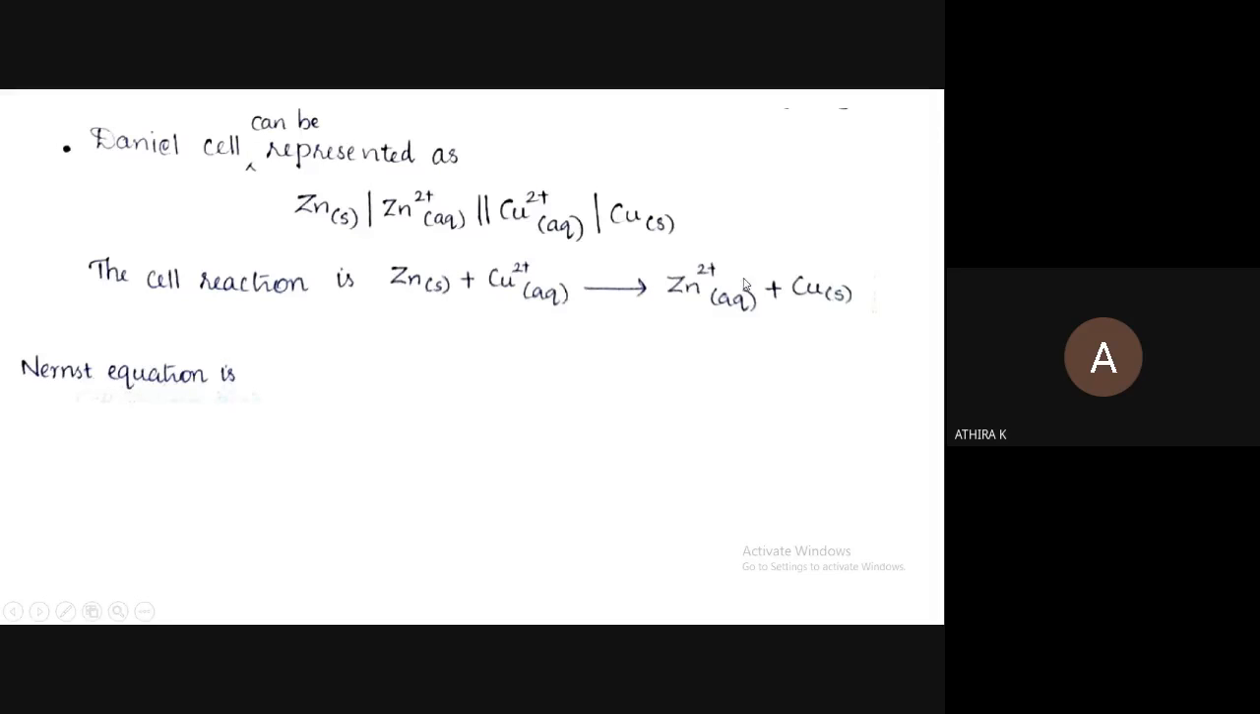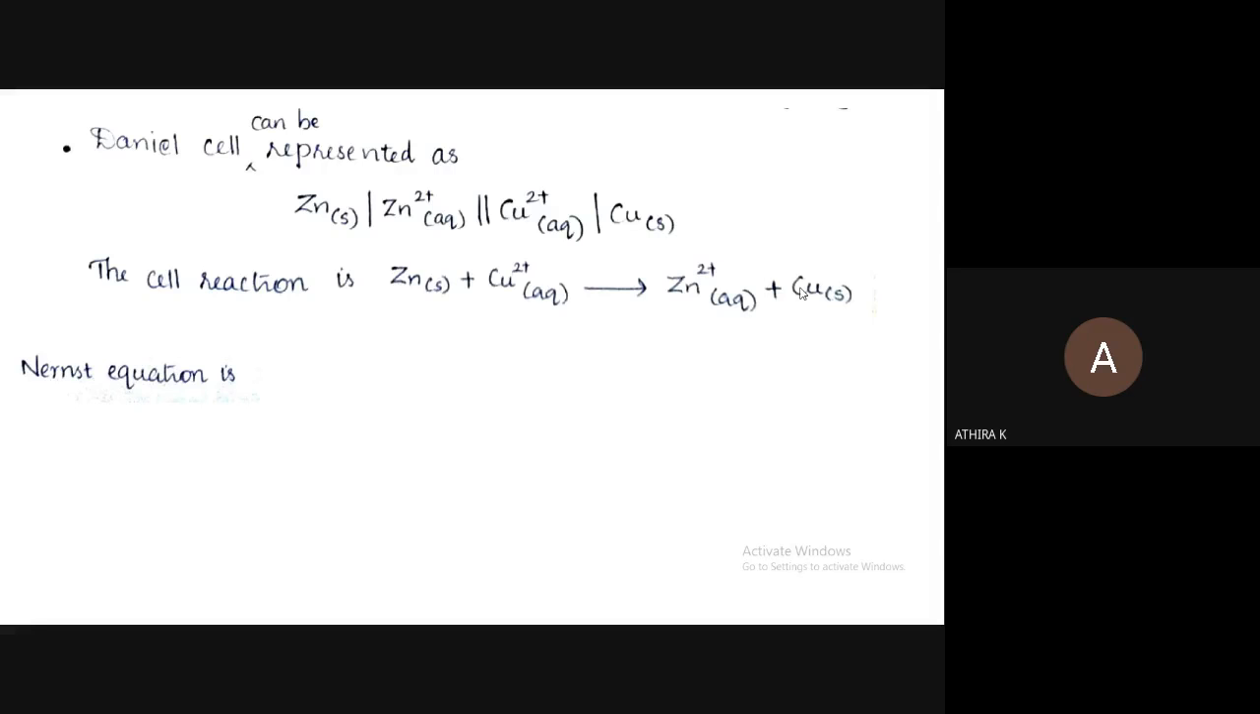This is the electrolyte. Because oxidation takes place at zinc. So zinc is the anode. Zinc ions, double bar, copper ions, bar cathode.